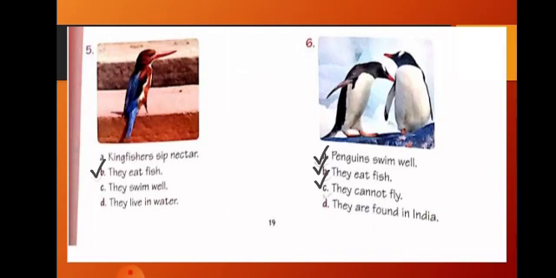They eat fish. Sixth one, penguins swim well, they eat fish. They cannot fly. They are found in India. So, first three are correct. Penguins swim well, they eat fish, and they cannot fly. Dear children, penguins are found in Antarctica, not in India.